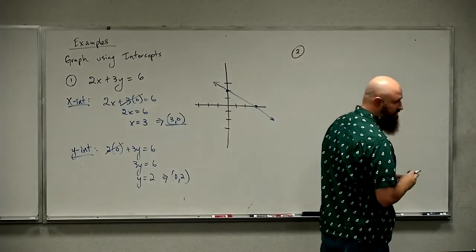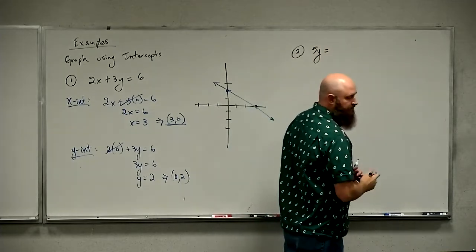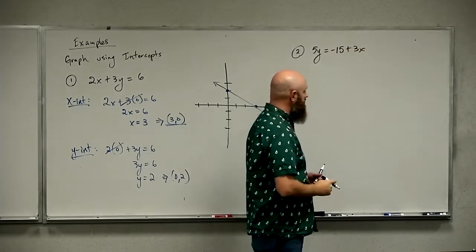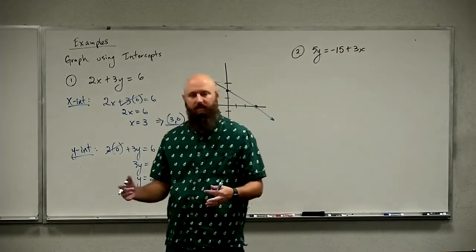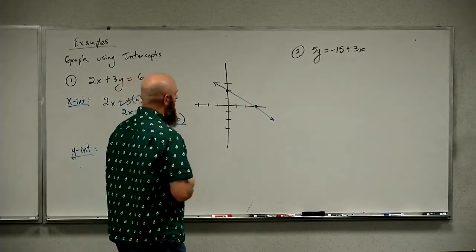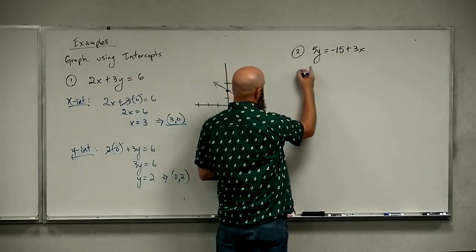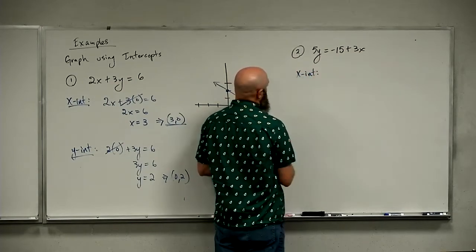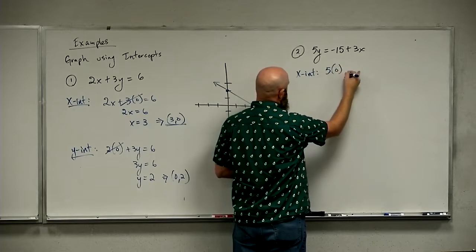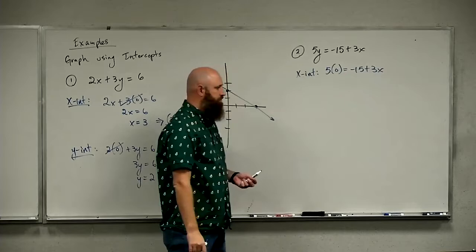So we have 5y equals negative 15 plus 3x. Okay, so 5y equals negative 15 plus 3x. Now, if you wanted, you could technically move some things around, but we're just going to leave it as is, and we're still going to find our x and y intercept. So let's start with our x-intercept. That means that y must be 0. So 5 times 0 equals negative 15 plus 3x.